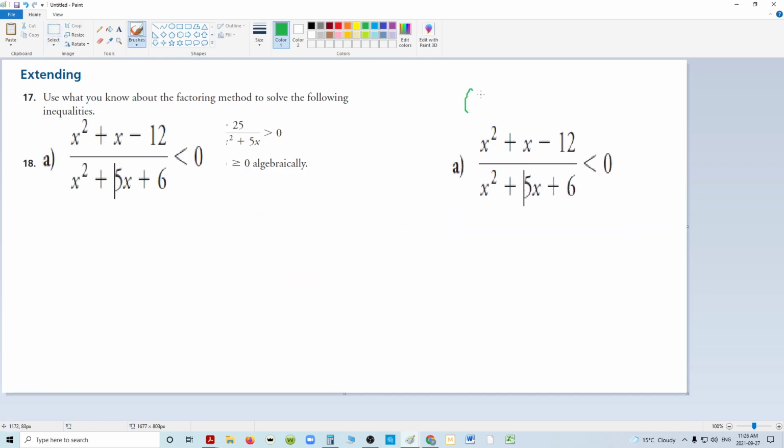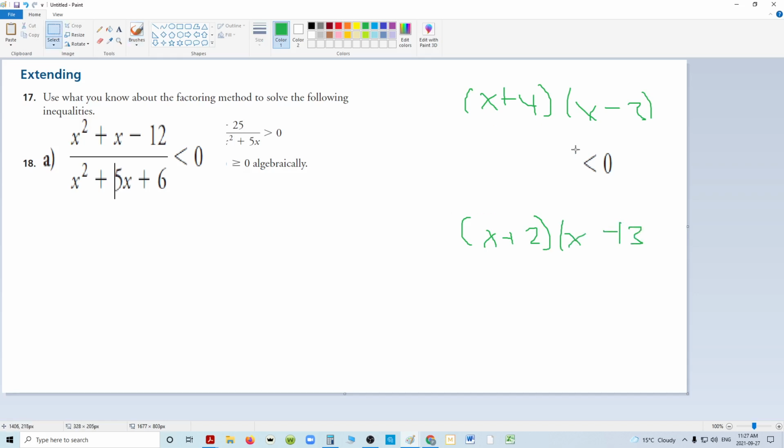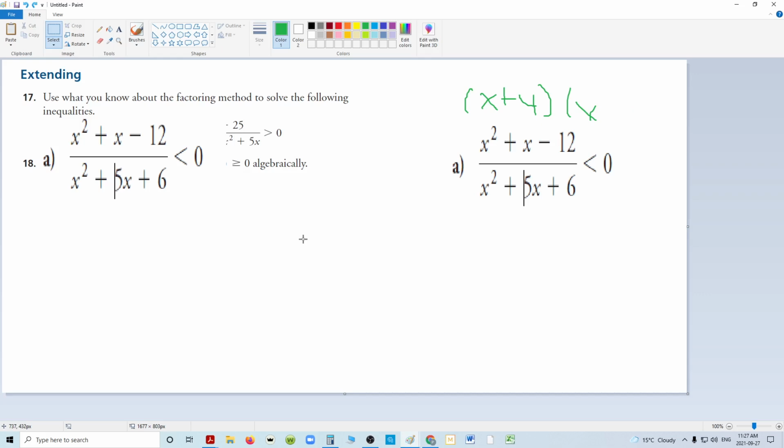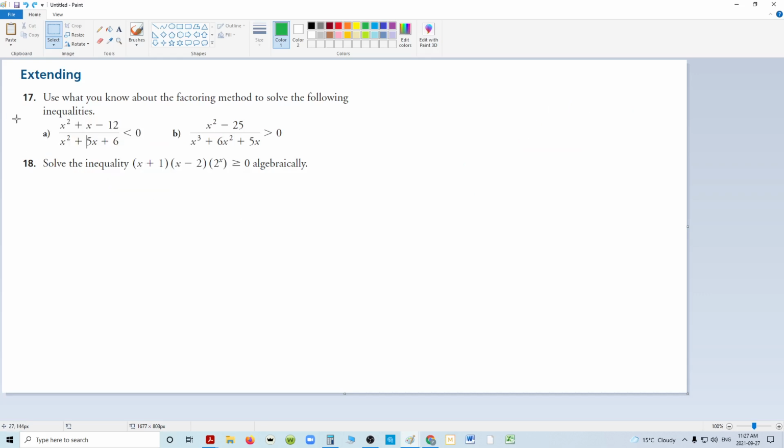So at the top, you get x plus 4, x minus 3, and at the bottom you get x plus 2, x plus 3. None of them cancel out. Is this graph below 0? Oh, hang on, let me just do that first. There we go. That's the first one. So you can see that none of them cancel out, but you can figure out asymptotes.